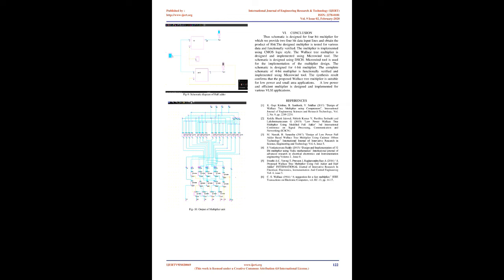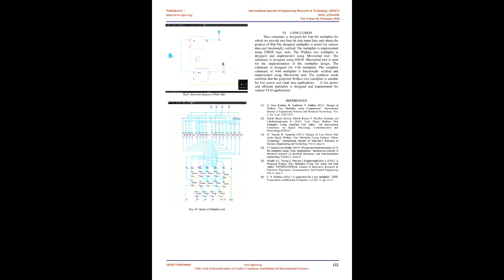6. Conclusion. Thus a schematic is designed for a 4-bit multiplier, for which we provide two 4-bit data input lines and obtain the product of 8 bits. The designed multiplier is tested for various data and functionally verified. The multiplier is implemented using CMOS logic style. The Wallace tree multiplier is designed and implemented using the Microwind tool. The schematic is designed using DSCH.